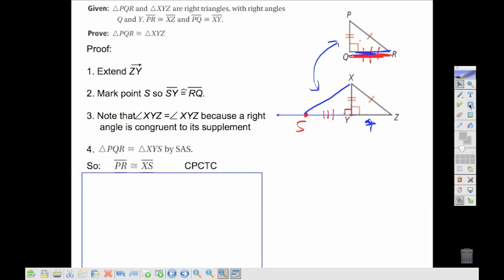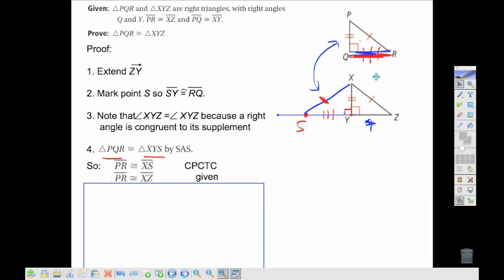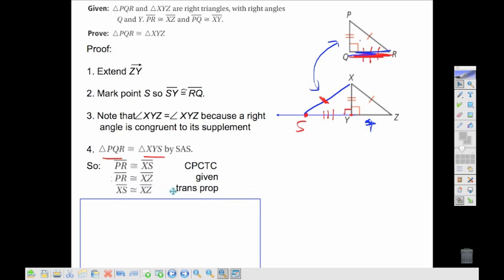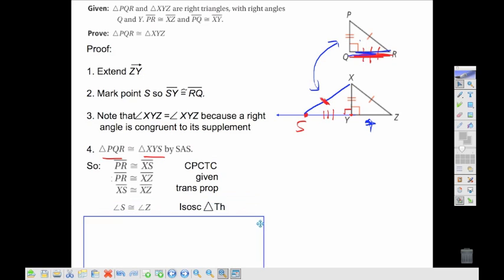Now the next steps of our proof, we start to compare the corresponding parts there. I do know that PR, I constructed it to be congruent here. Because I know that PQR and XYS are now congruent triangles, I know that their parts match up, so I can match this as being congruent. We should notice then that X to Z, this is given that PR and XZ are the same, so using the transitive property, I can show that XS over here is congruent to XZ over here.